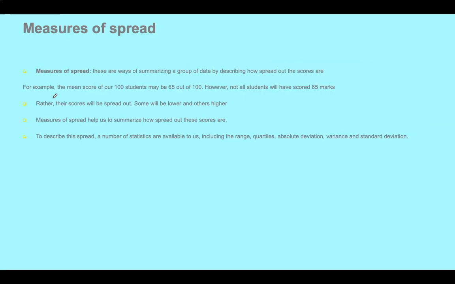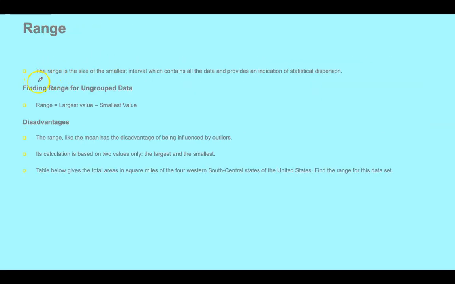So when I say range, range is the size of the smallest interval which contains all data and provides an indication of statistical dispersion. Range can be calculated as the largest value minus the smallest value. The disadvantage of range is that, like the mean, it is influenced by outliers. Its calculation is based on only two values, the largest and the smallest.